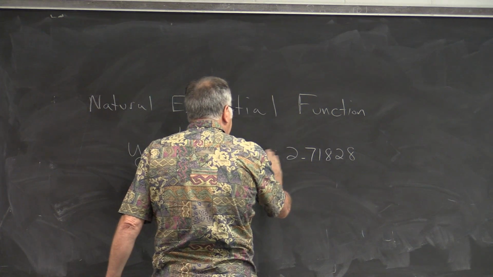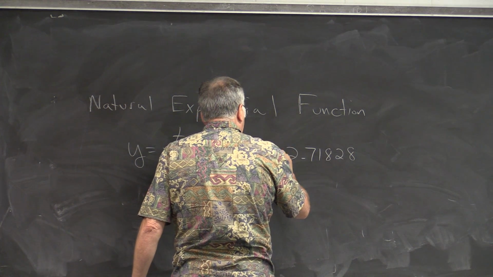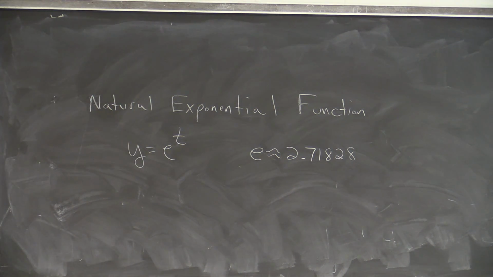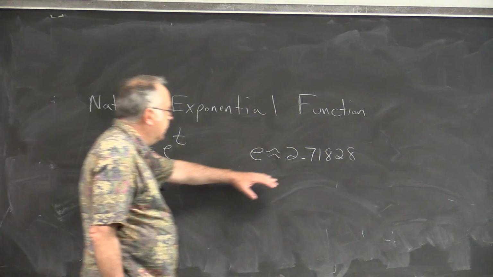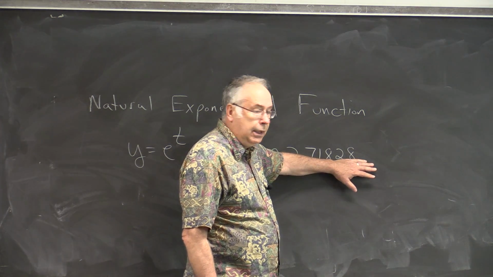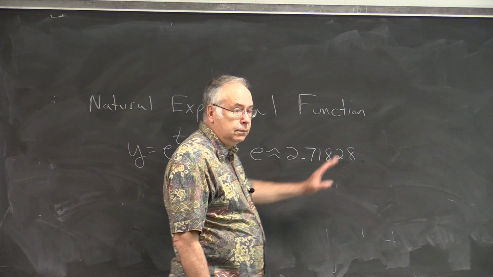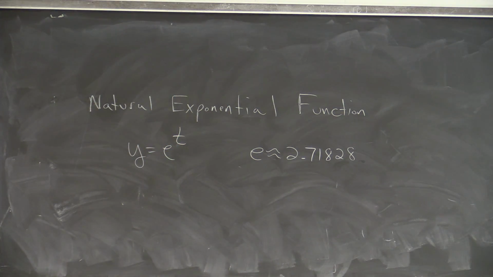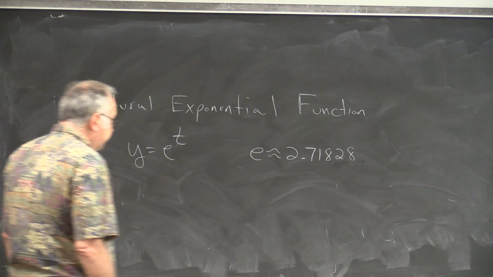Now, actually, I should say E is approximately this, in the first 5 decimals. Since E is an irrational number, that means this decimal just keeps going on forever, never stops. And also doesn't repeat. It's not like 2/3, which is 0.66666. Okay, 0.6 repeats. But this is an irrational number. And this is the mathematical constant E.